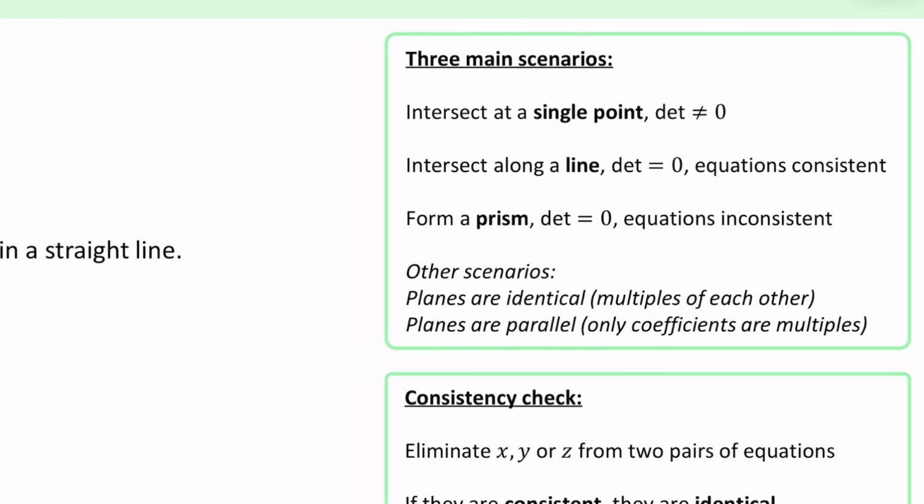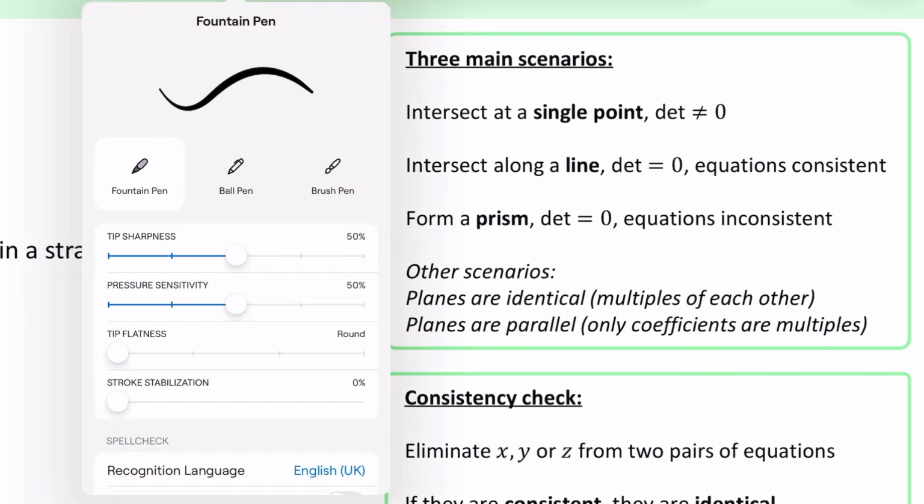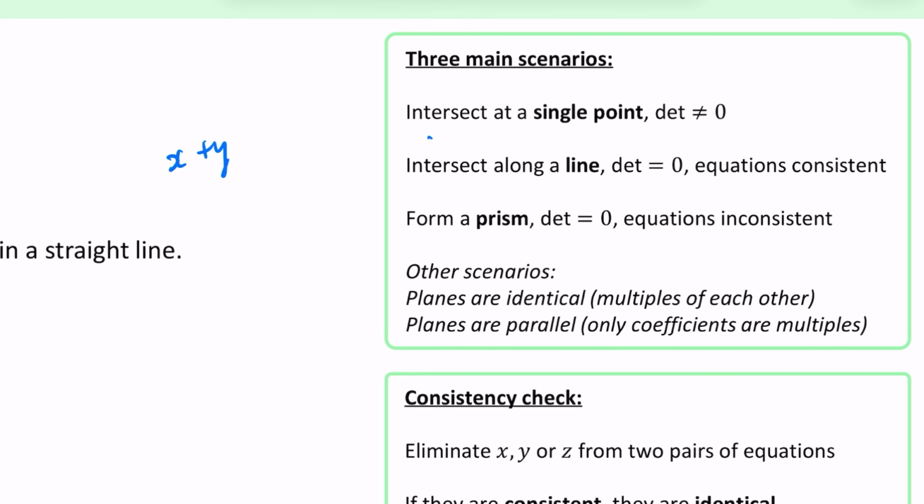The planes could be identical. In other words, they could be multiples of each other. For example, if you had x plus y plus 2z equals 5, and another plane that was 2x plus 2y plus 4z equals 10, these are literally the same plane as each other. They are completely multiples. There could be a scenario where they're parallel. So instead of it being equal to 10, it might have been equal to 15. This is where only the coefficients of the x's, the y's, and the z's are multiples. The right-hand side is not a multiple, so they're actually representing parallel planes. But in general, it's either single point, line, or prism.